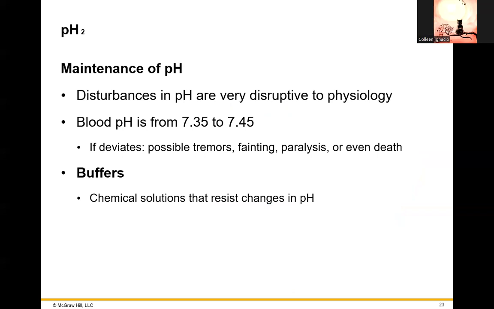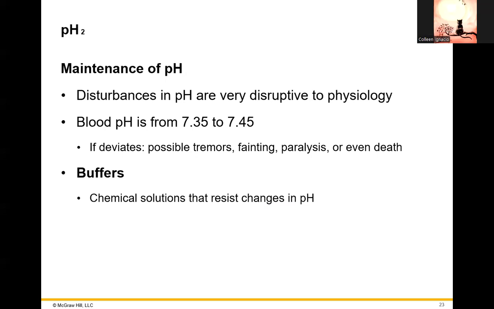So in chapter 1, we talked about the body trying to maintain homeostasis. Now, pH is important because if the body doesn't have the normal pH of 7.35 to 7.45, right, that's the pH you'll find in blood, if we don't have that normal pH, that is going to be problematic for your patient's health.